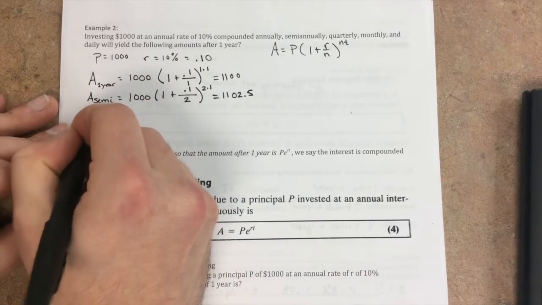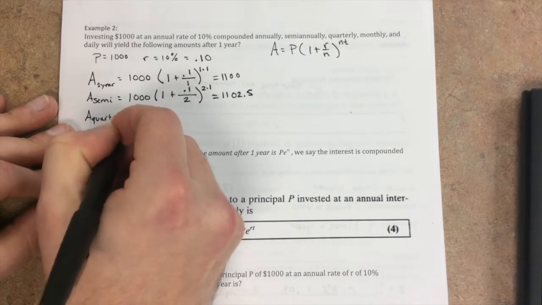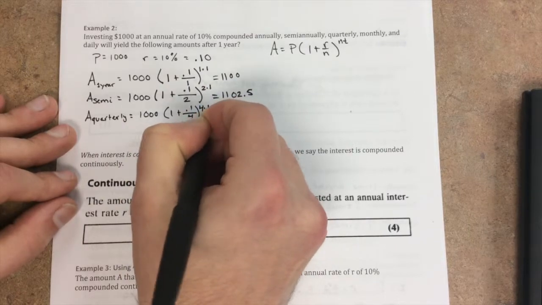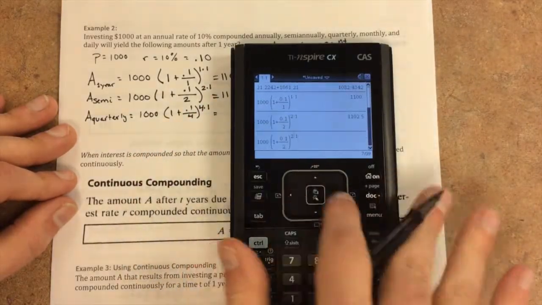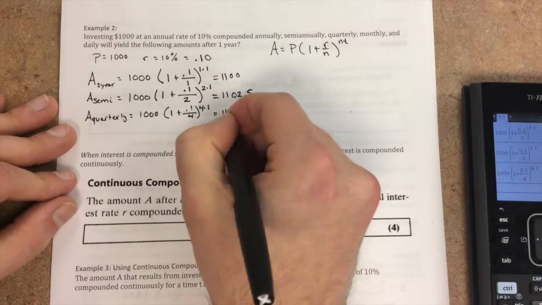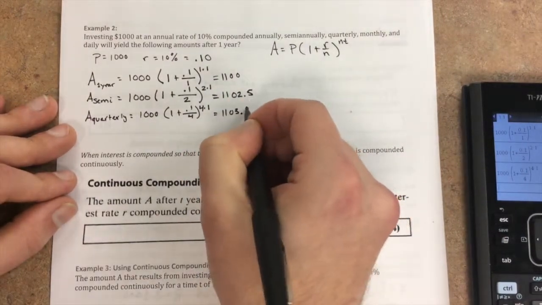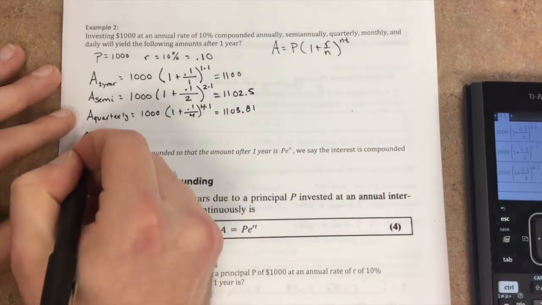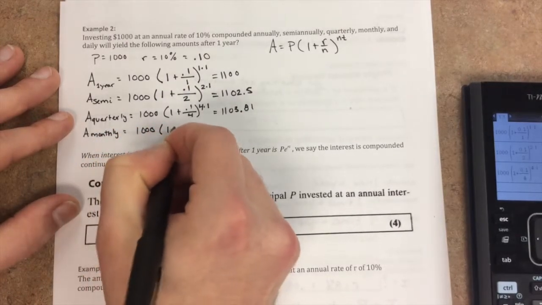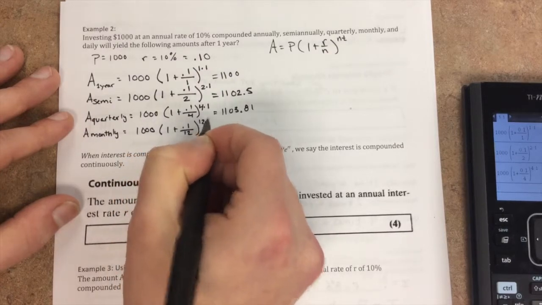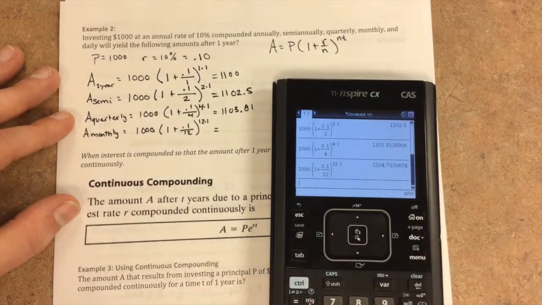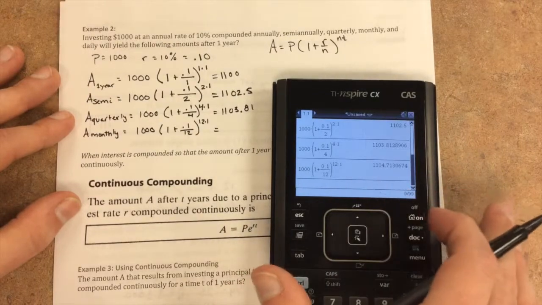Okay? If we just do quarterly, and I'm just going to speed this up for us, it's 1,000, 1 plus 0.1 over 4, to the 4 times 1, which is $1,103.81. So we made a little bit more. If we did it monthly, the amount we make if it's 12 times, so 1,000, 1 plus 0.1 over 12, to the 12 times 1. Okay, so now we're to the 12th power, so obviously it's going to be a little bit more than that. Okay, so another dollar. And this is just off of $1,000.